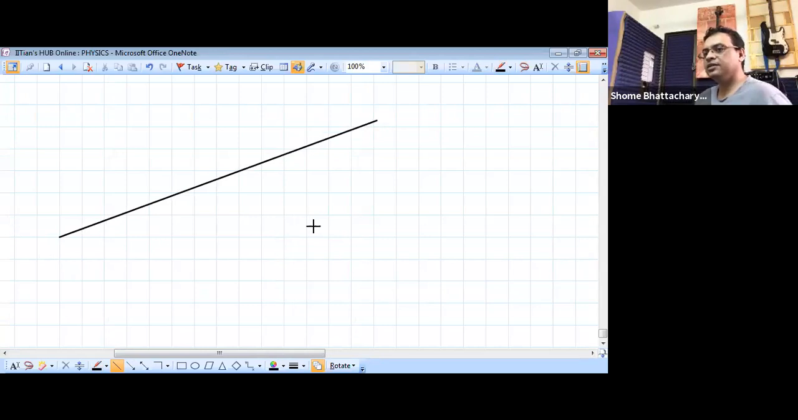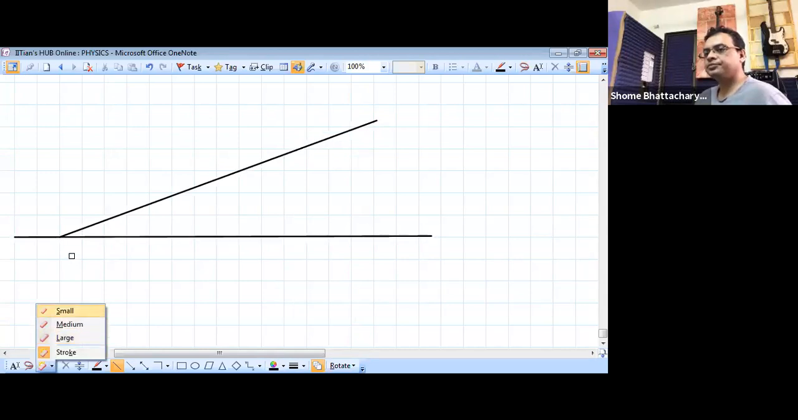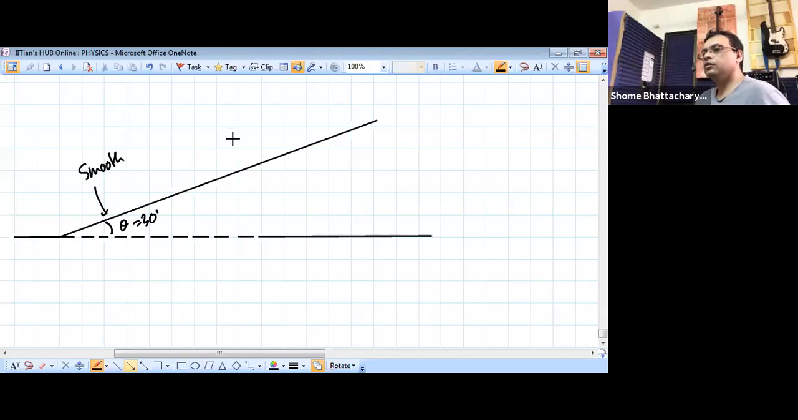But साथ में हम क्या कर रहे हैं? We are also applying another force on the body. Same body or same mass. So again, no difference there. Most of the things are same. This is 30 degrees. This is a smooth surface. And you have a 5 kg block.